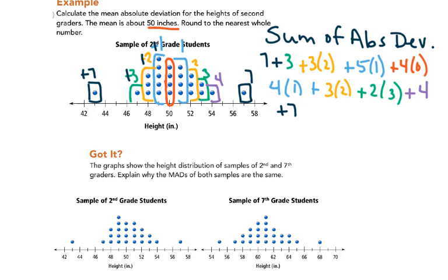So now it's time to find the sum. You add up all of those things, and I would recommend just typing that into a calculator. So the sum of the absolute deviations ends up to be 48.